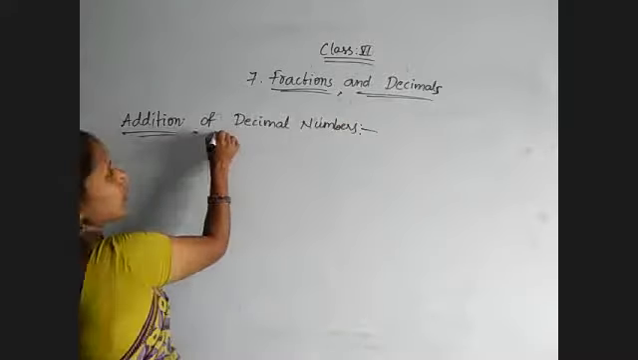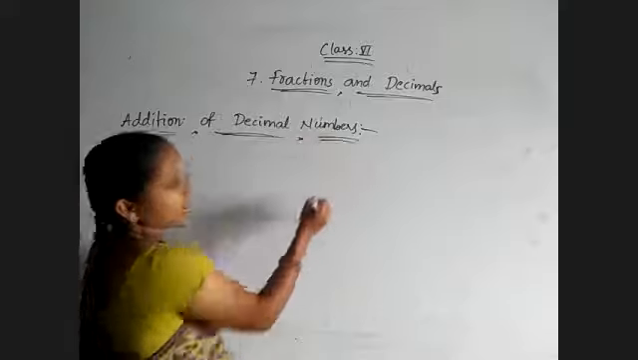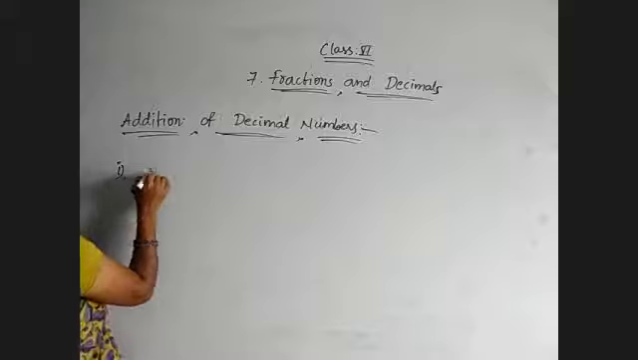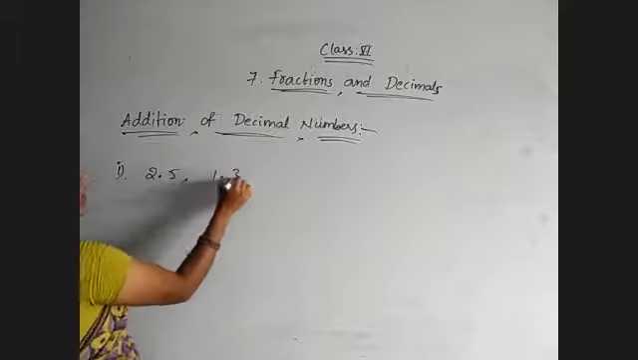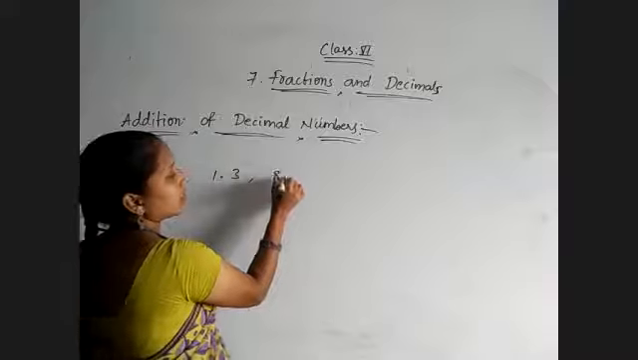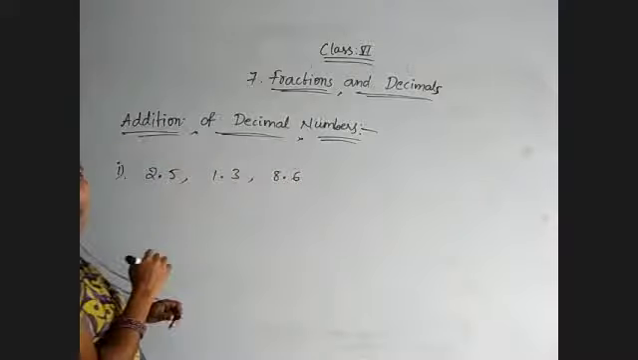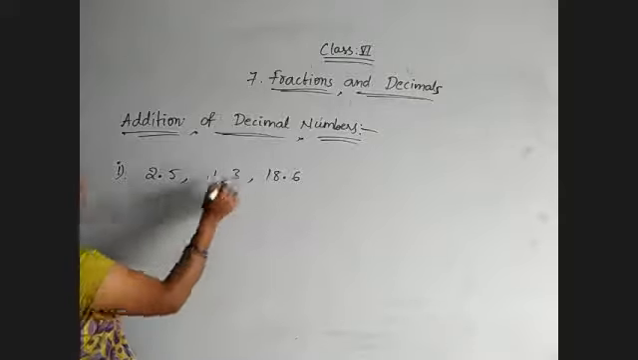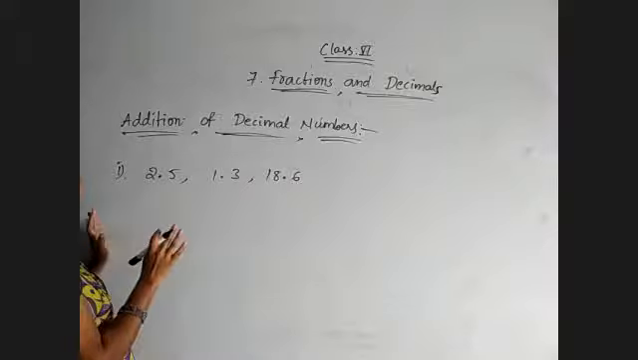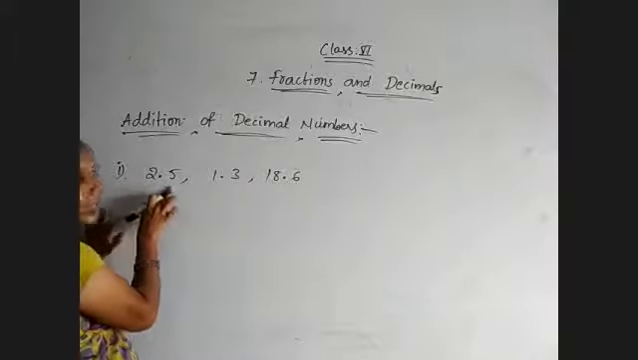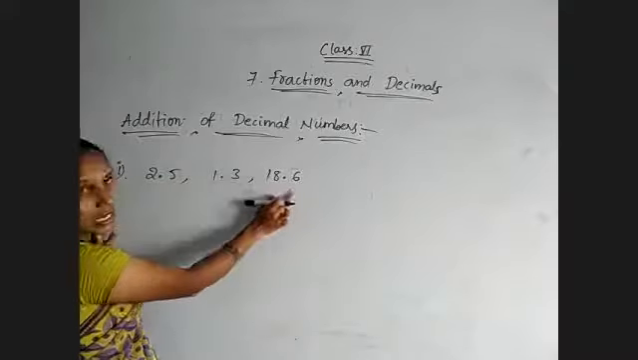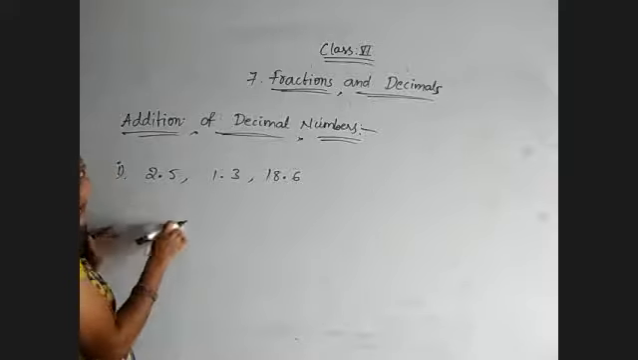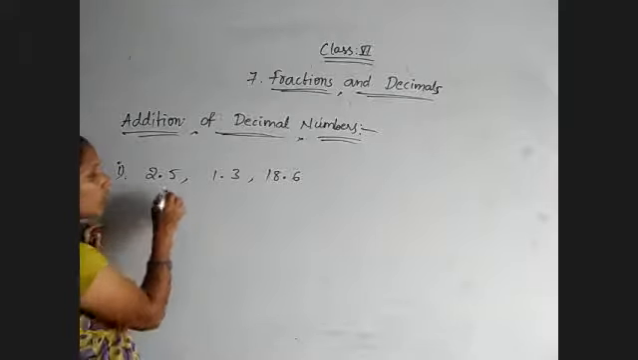In addition, they may give more than two numbers also. We can add more than two numbers at a time. So suppose I have 2.5, 1.3, 8.6 and 18.6. Okay, now let us take like decimals. Observe, here only one decimal digit, here also one decimal digit, here also one decimal digit. Means all are like decimals. So now arrange them column wise first of all. Okay. How can you arrange?